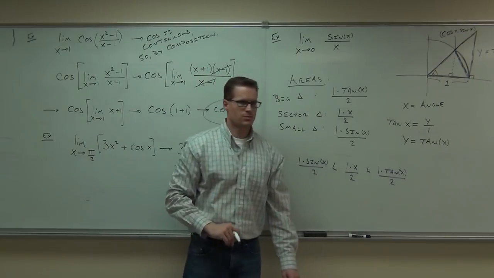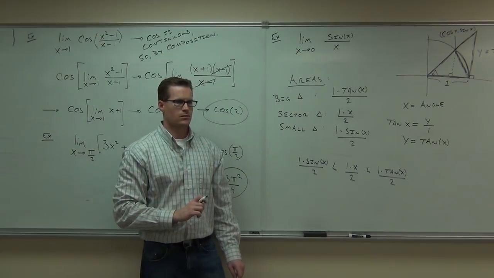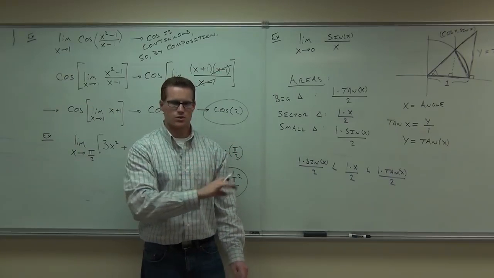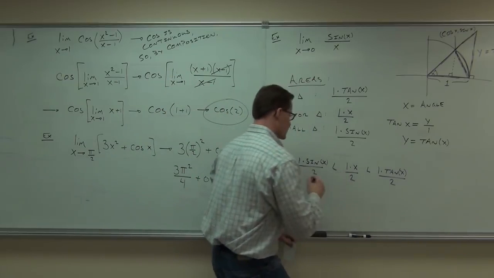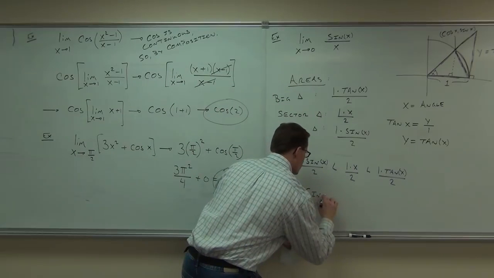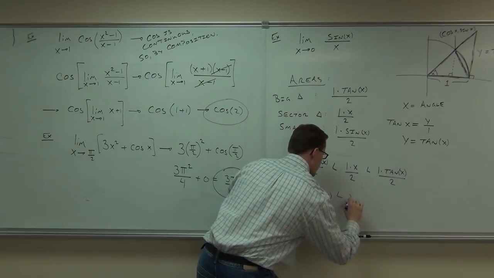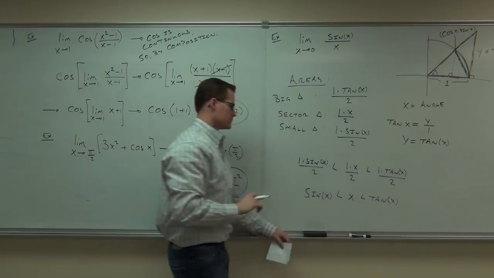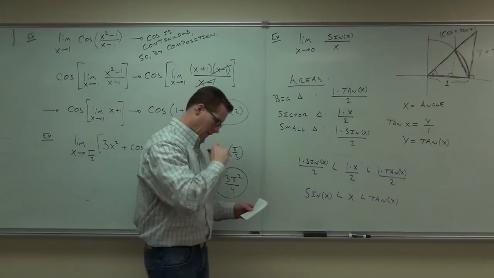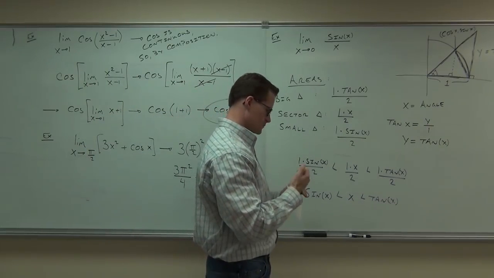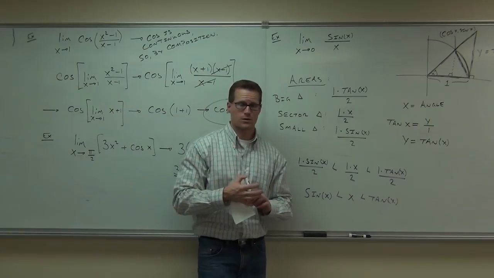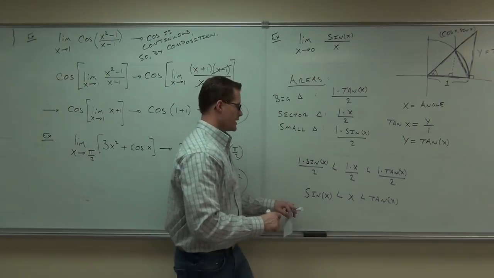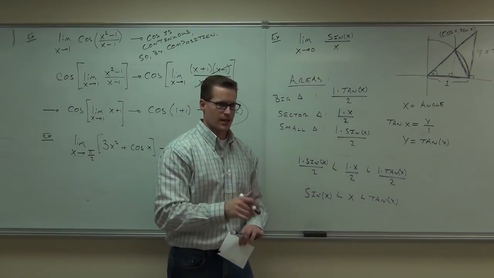What can I do to the 2's? If I multiply all those inequalities by 2, which is legal, what happens to the 2's? The 2's are gone. So I'm going to change this into sine x is less than x is less than tan x. Some basic algebra. You okay with that so far? Now here's the cool part. I'm going to divide each of these 3 things by sine x.